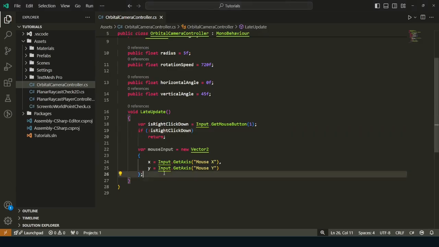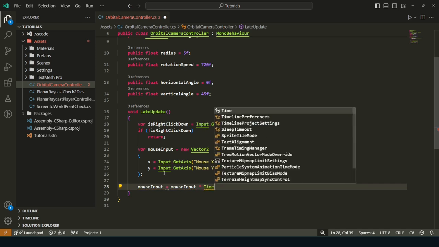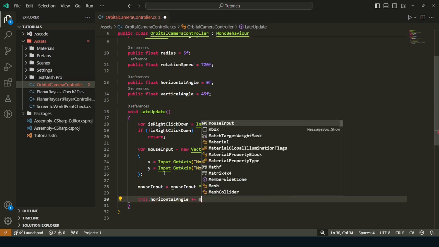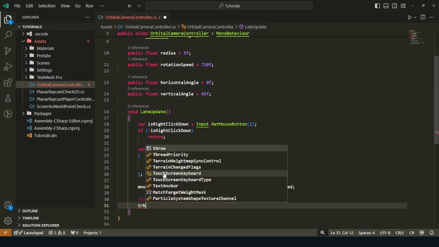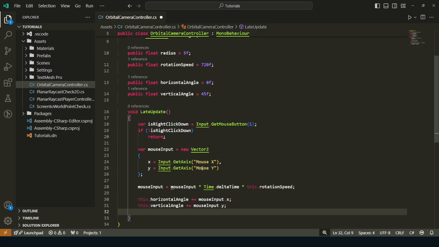So, all right, let's go ahead and implement the rotation component of the input, and then we'll deal with all of the actual camera manipulation after that. So mouse input equals mouse input times Time.deltaTime times the rotation speed. This will give me some sort of movement that I care about on the x and y axis of the mouse movement. We're going to increment our angles here. Horizontal angle plus equals mouse input x, vertical angle plus equals mouse input y, and that's more or less defined.